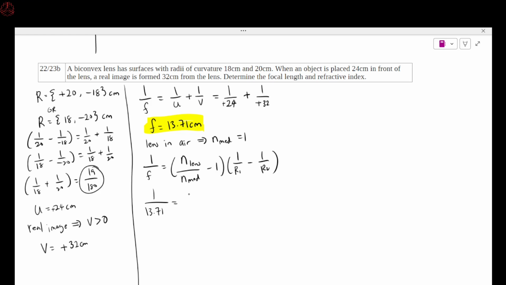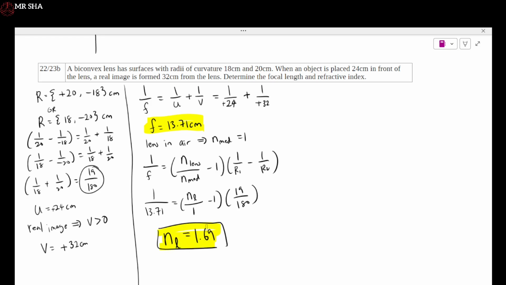N of lens is what I'm looking for. N of medium is 1, minus 1, and I have 19 over 180. This would lead me to find that the refractive index of the lens is in fact 1.69, and that is my final answer for the second part, which is the refractive index of the lens.